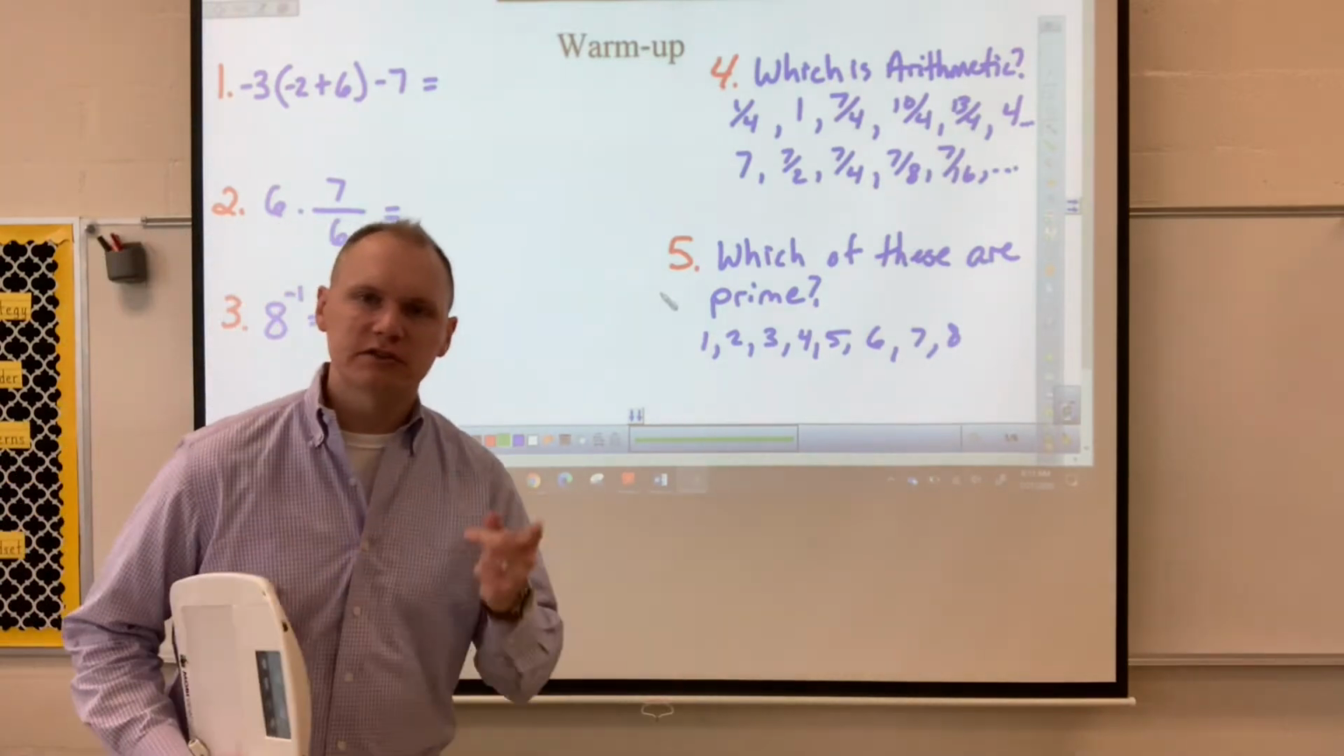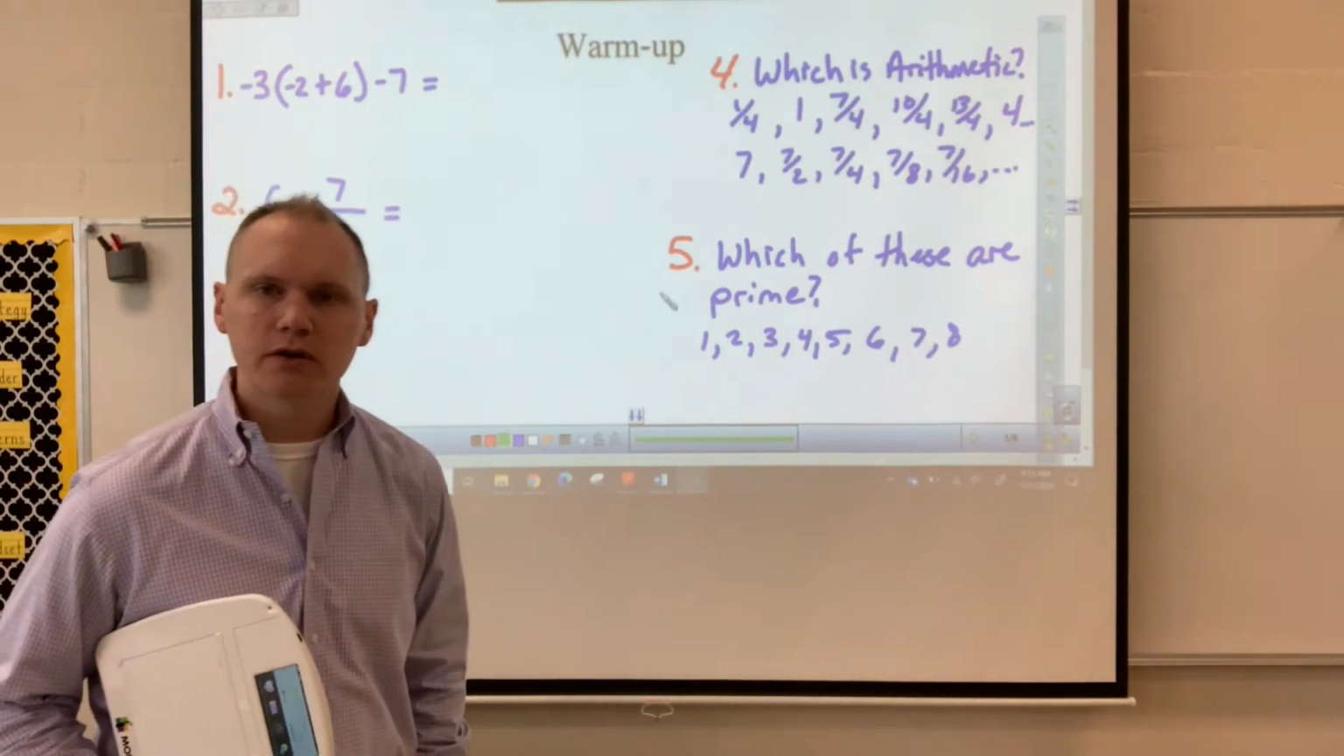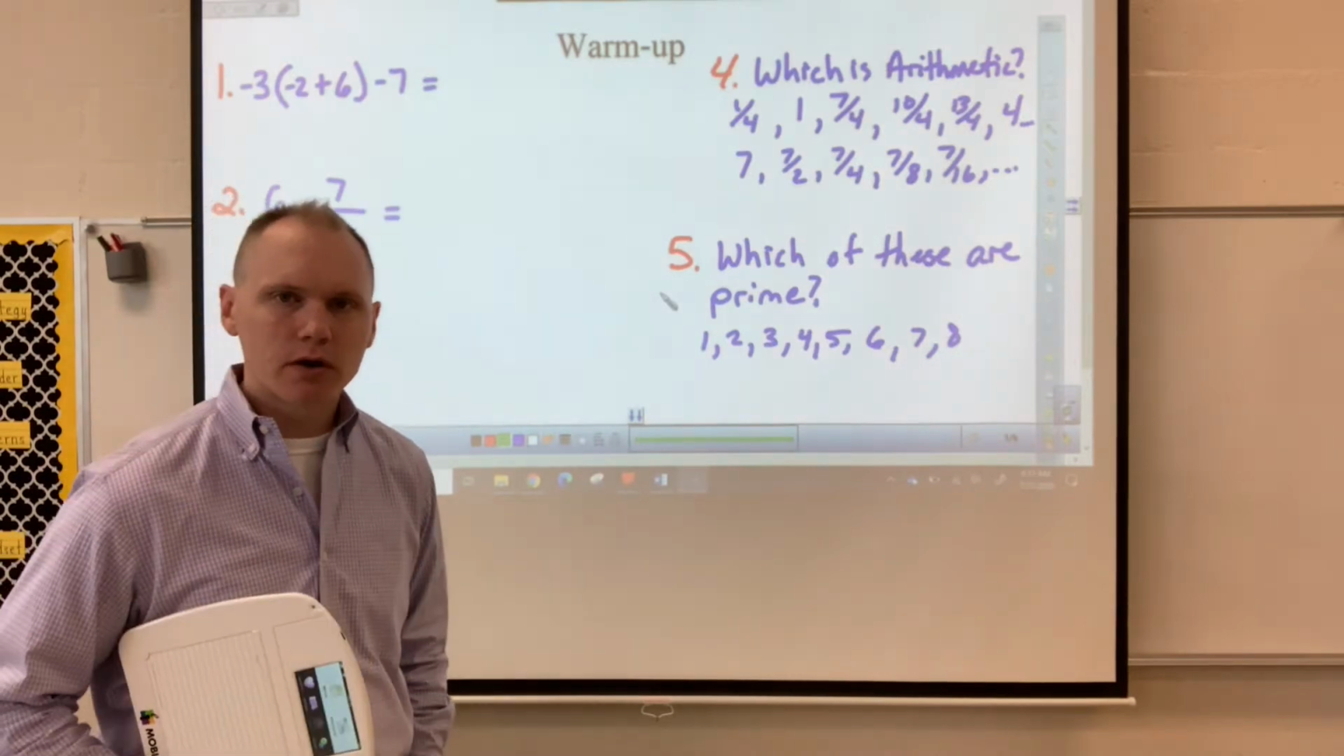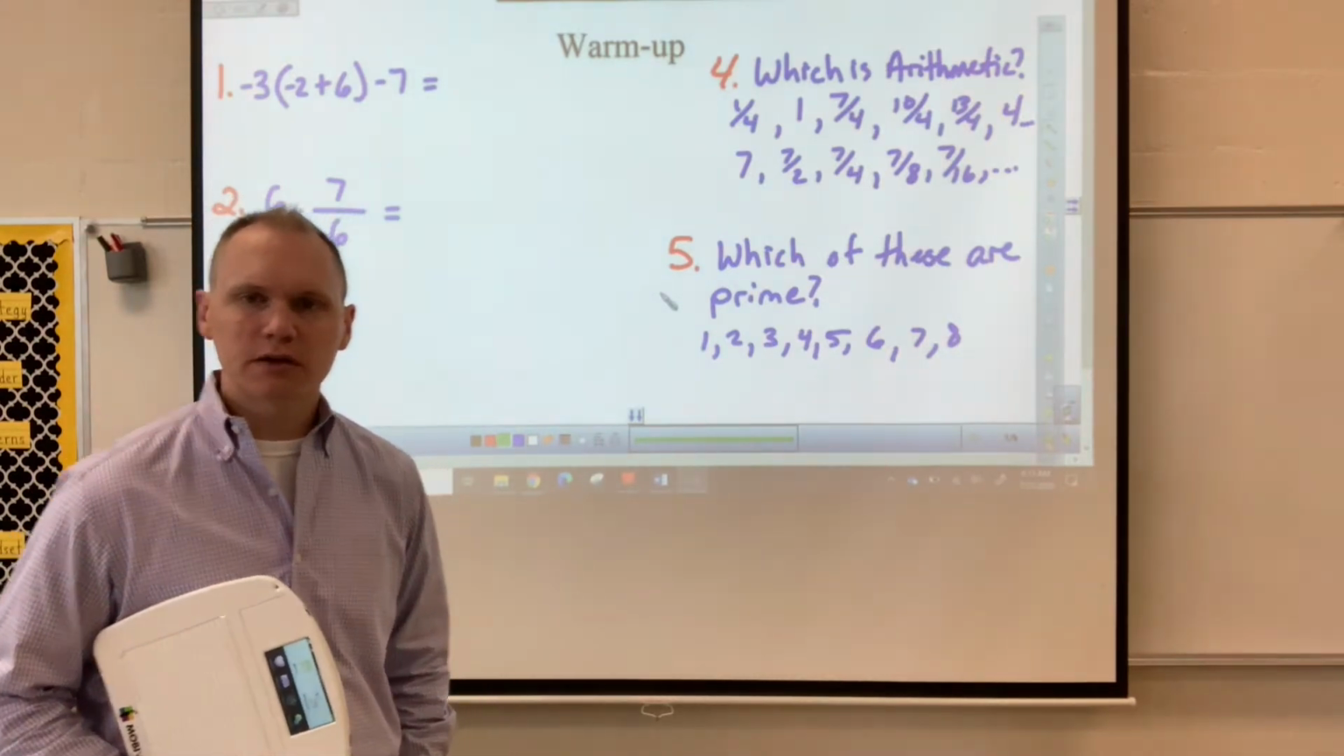Lesson for today. This is the second lesson in Unit 3 of Integrated Math 1. As always, we'll start with our warm-up for today. So take a second and see if you can do that.